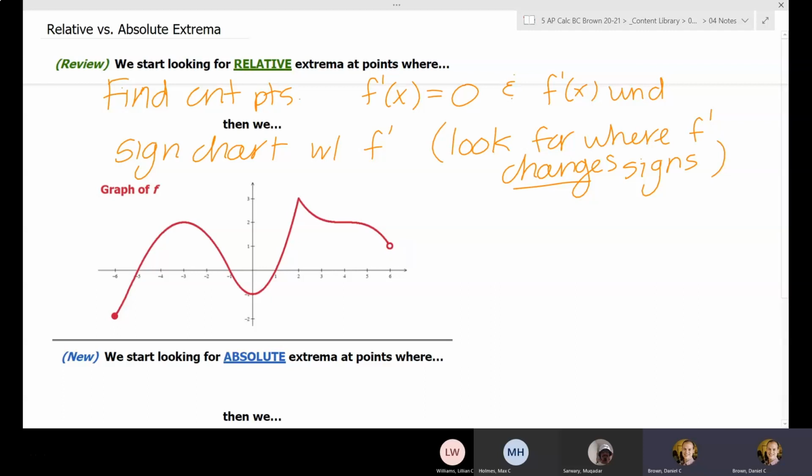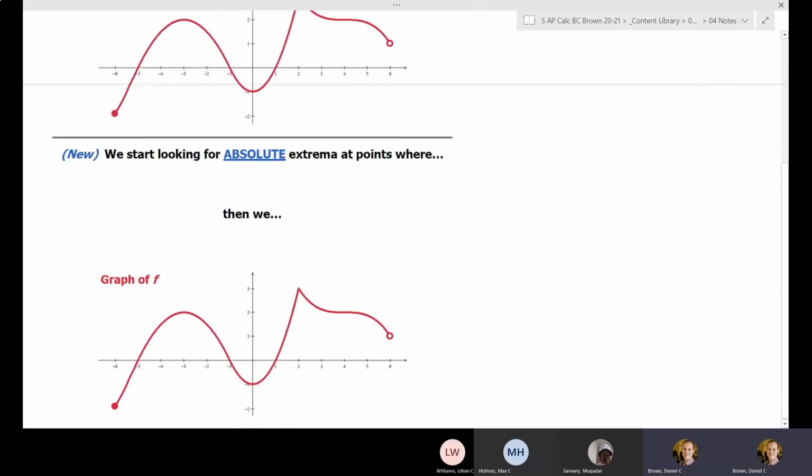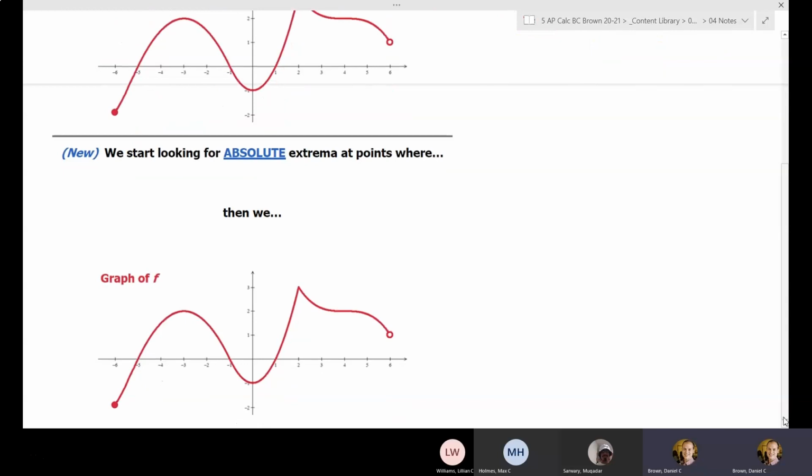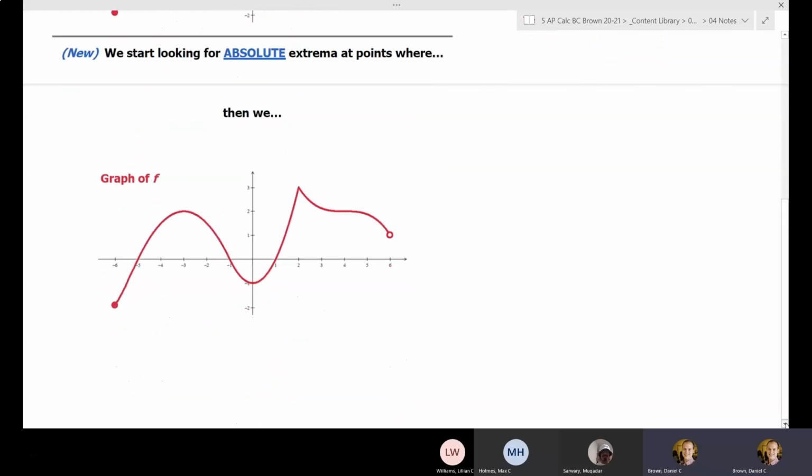Absolute extrema are going to be a little bit different. For absolute extrema, there are going to be some similarities. Like we can't have a maximum unless we have those critical points found. So the first step is going to be to find those critical points again. That step is not changing.